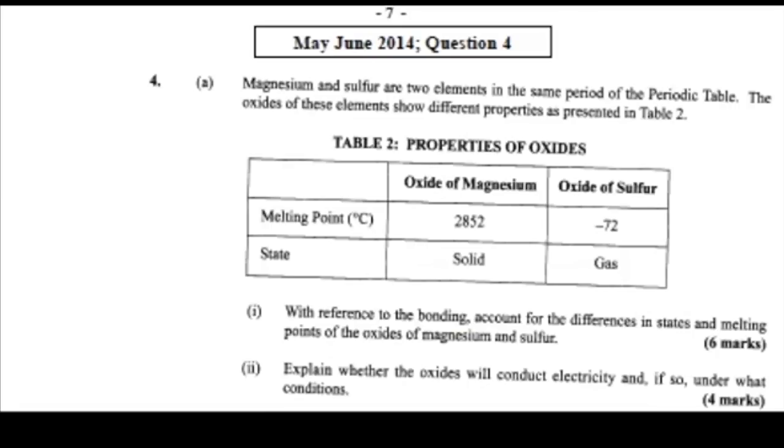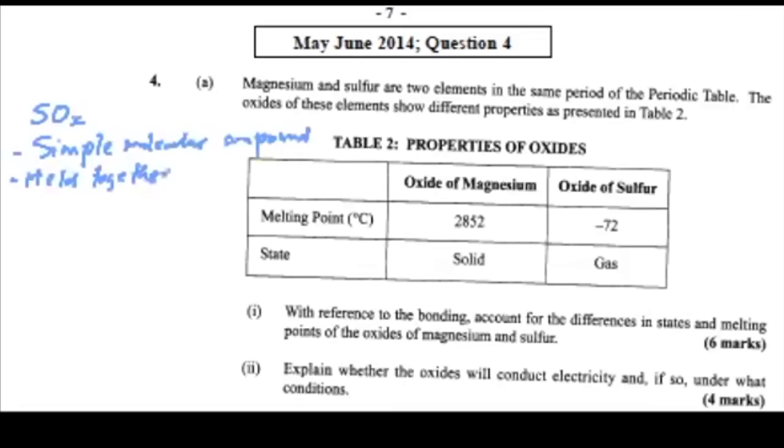So we'll state that this is the oxides of sulfur. They didn't say if it's sulfur dioxide or sulfur trioxide, so I guess we can just call it SOx. It's a covalent compound, but not just that, it's a simple molecular compound, and each molecule is held together by weak intermolecular forces of attraction.